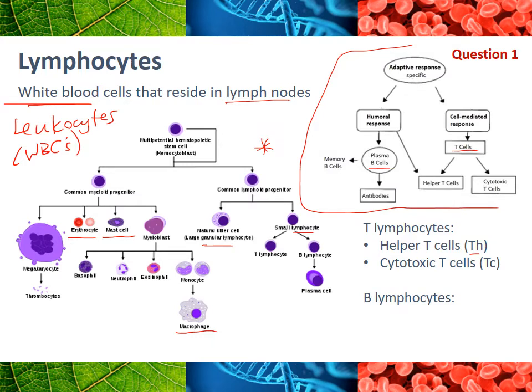Then we have our B lymphocytes, and they can be plasma B cells or memory B cells. Okay, so I just want you to know the names of these because they will come up as we go through this session. Okay, and then just jump into question 1.